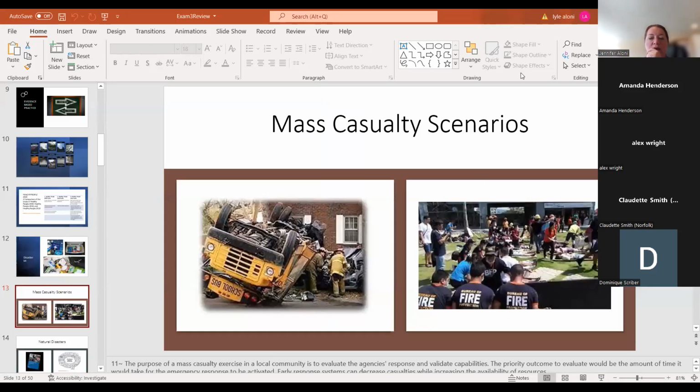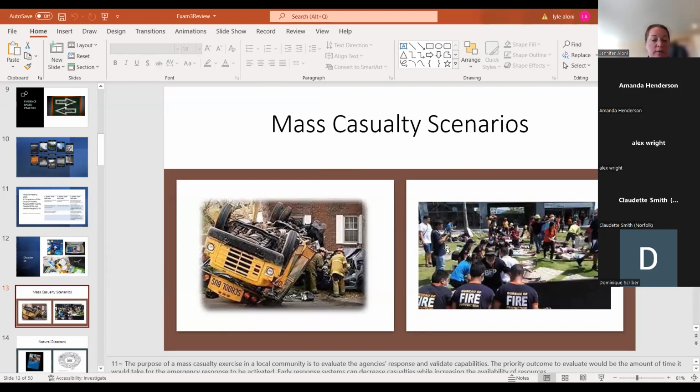All right, purpose of mass casualty scenarios. Why do we do fire drills? Why do we do evacuation drills? Why do we do those? To know the time frame. Time frame of what? That it takes to get prepared for that disaster.